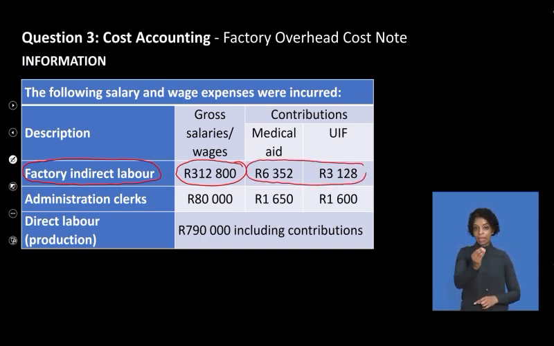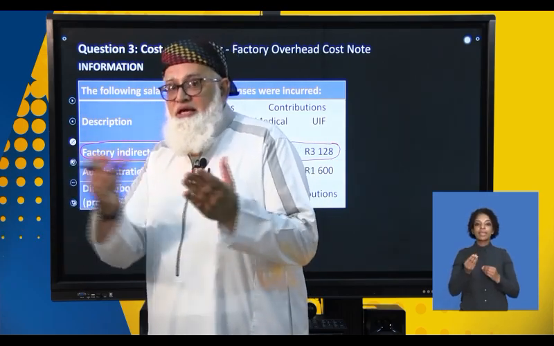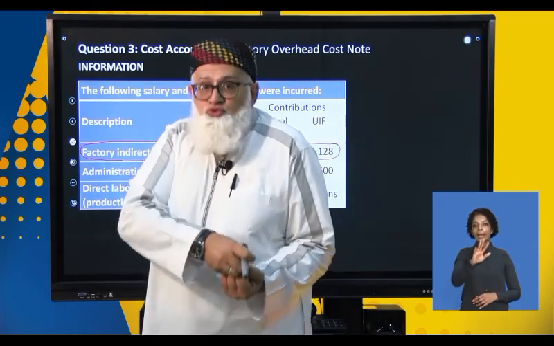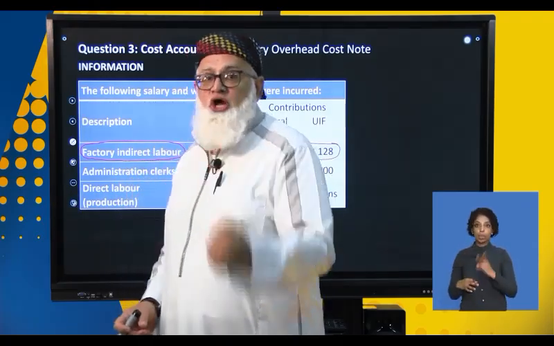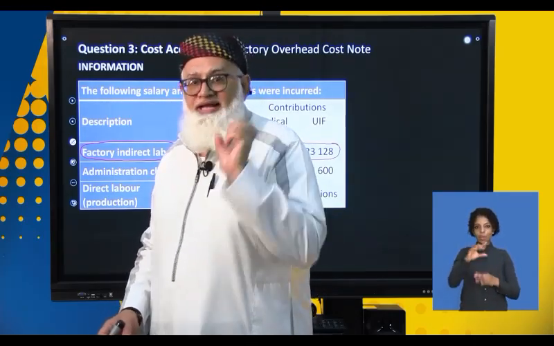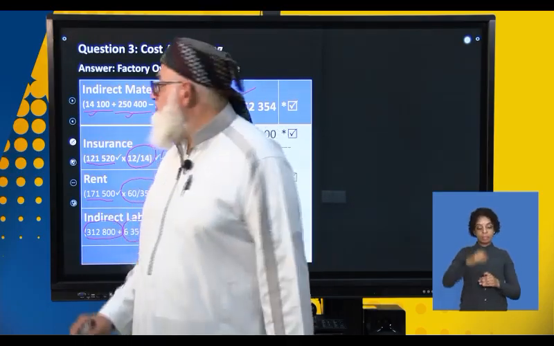And remember that your contributions must be added. We spoke about this when we did the income statement, and I want you to see that this knowledge you don't remember only for paper 1, but it could be used in paper 2 as well. Therefore you can see that your contributions must be added to your gross salary to get your total expense. And here it is evident where you see there's your gross salary plus your contributions to give you your total amount for the indirect labor for your factory. Okay guys, that's it for the cost accounting part of the question.